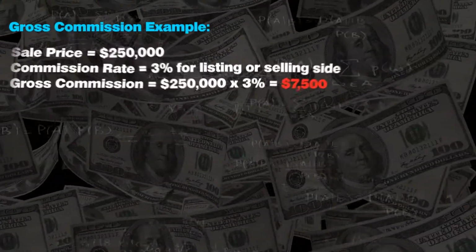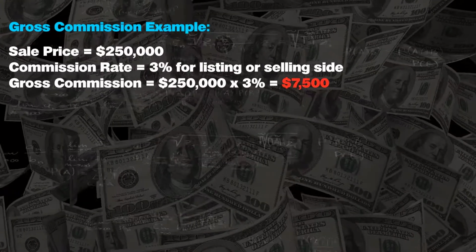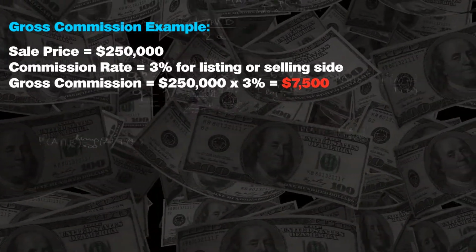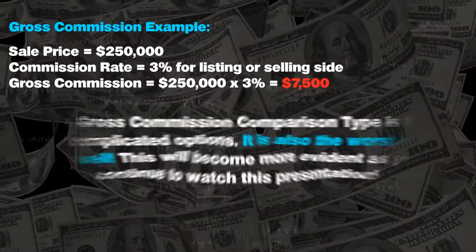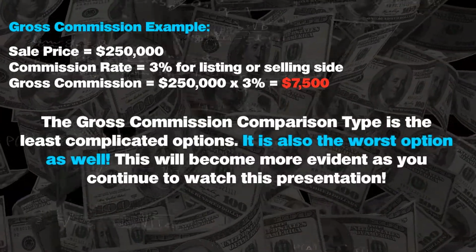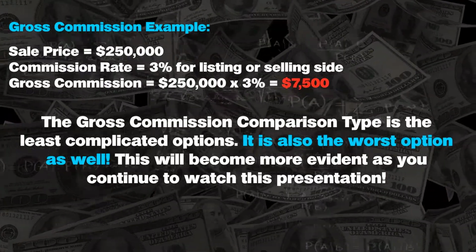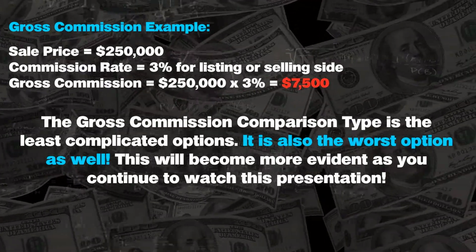Gross commission example. In this particular example, where the sales price was $250,000 with a commission rate at 3%, the gross commission would be $7,500. The gross commission comparison type is the least complicated option. It also happens to be the worst option as well. This will become more evident as you continue to watch this video presentation.